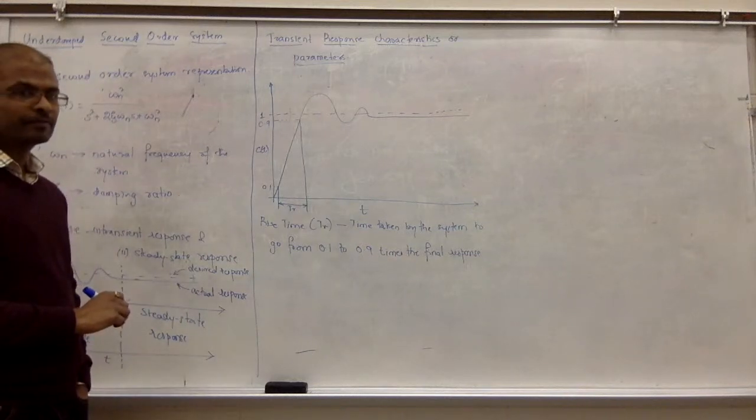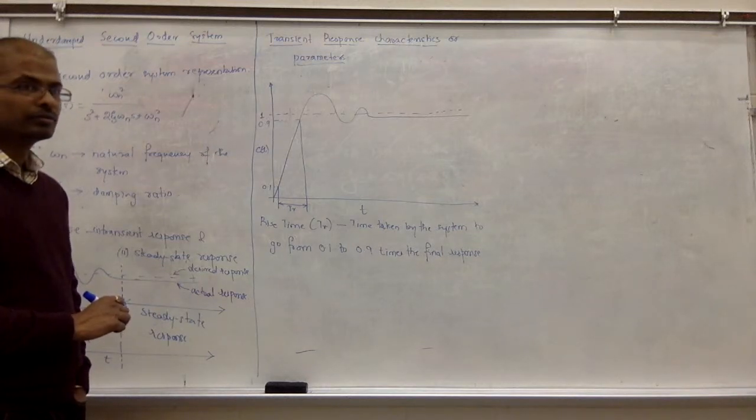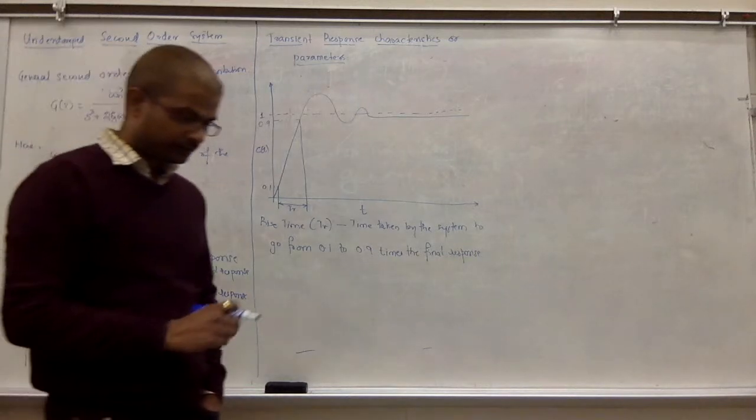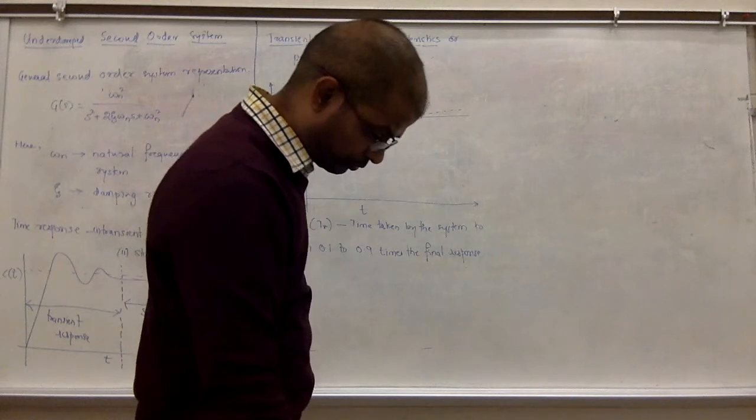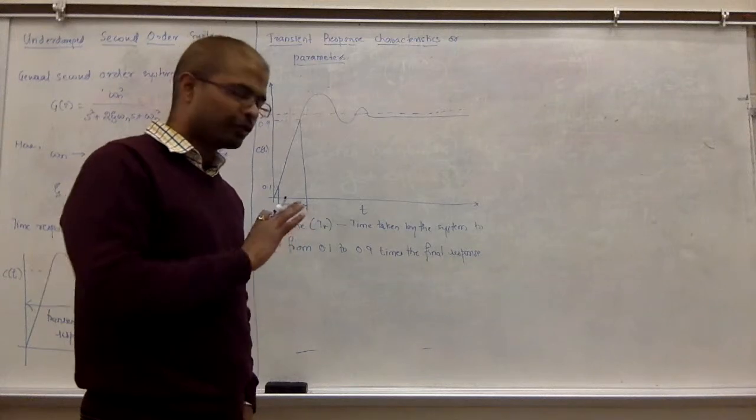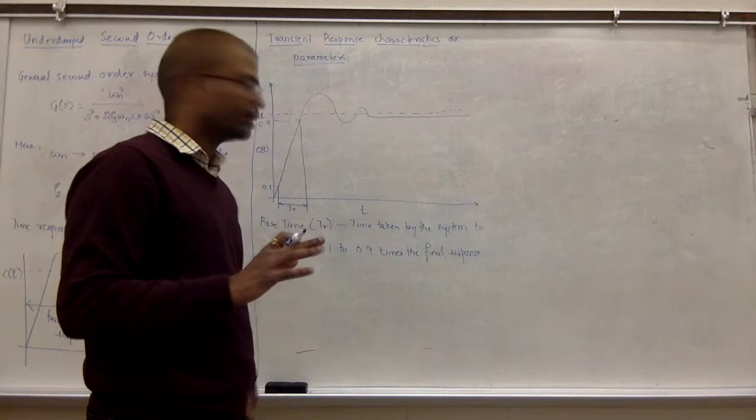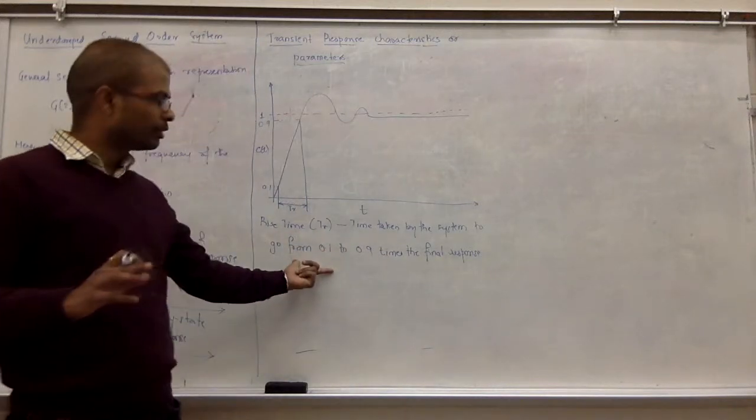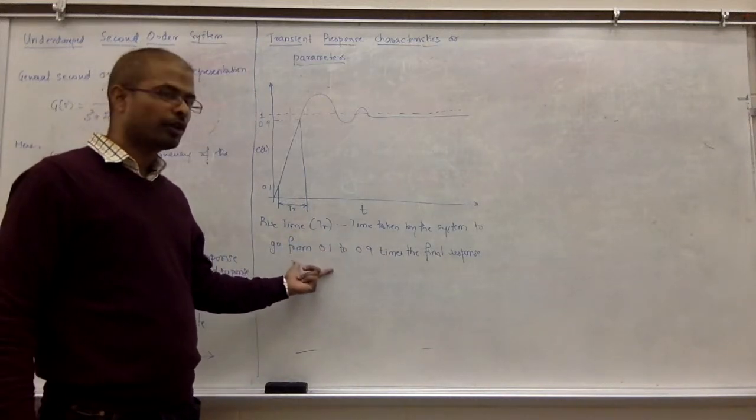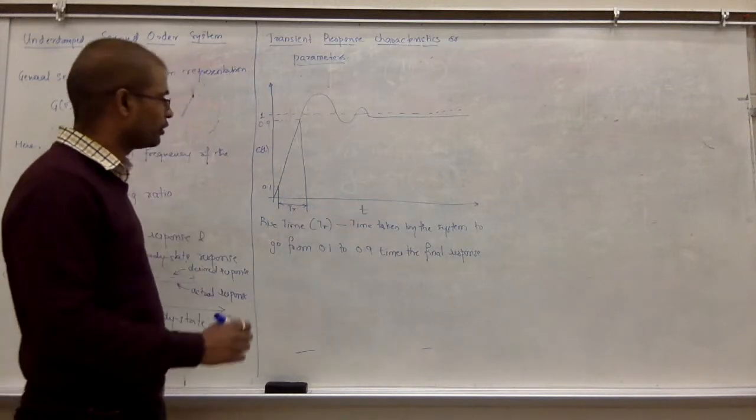You get it? That is rise time. Everybody's clear on that? Don't make it unnecessarily complicated. It's simple, so you don't have to think about it like that. Here you have to understand this statement: time taken by the system to go from 0.1 to 0.9 times the final response. What is the final response? What is C of t final?